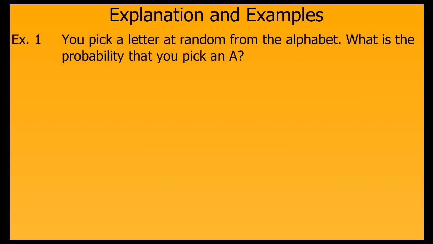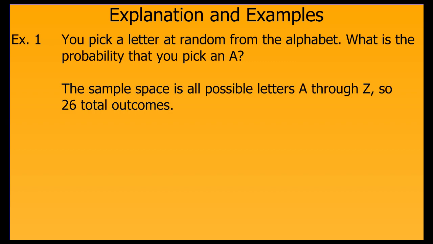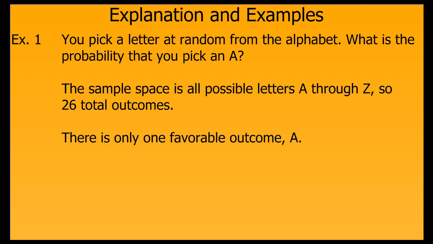Let's look at an example. Say you pick a letter at random from the alphabet. What is the probability you pick the letter A? The sample space is all the possible letters A through Z, so 26 total outcomes. There is only one favorable outcome, A. Therefore, the probability is going to be 1/26.